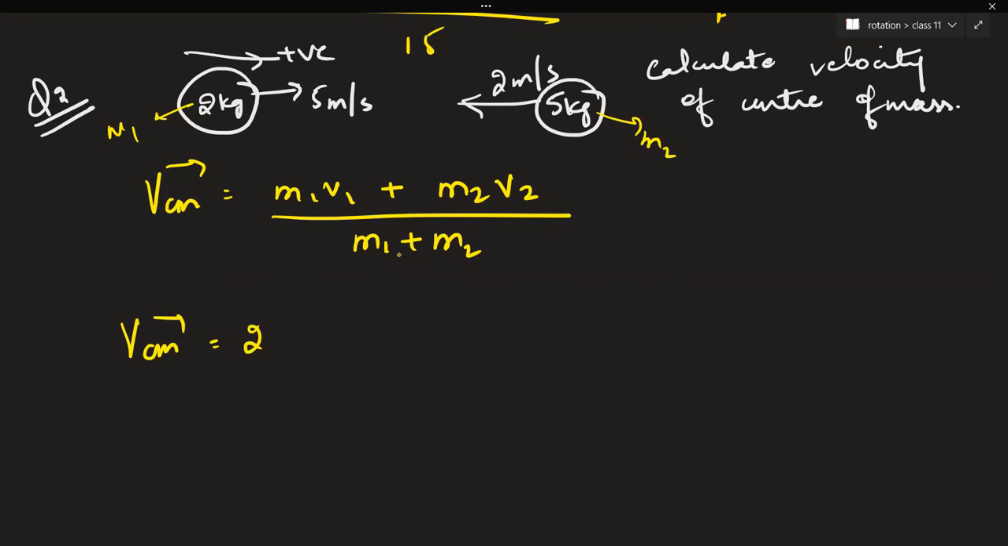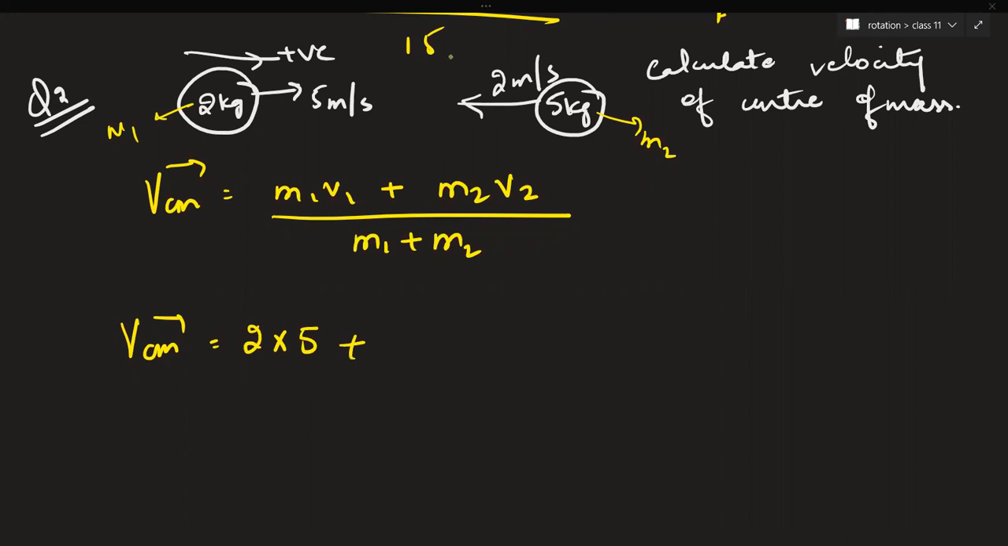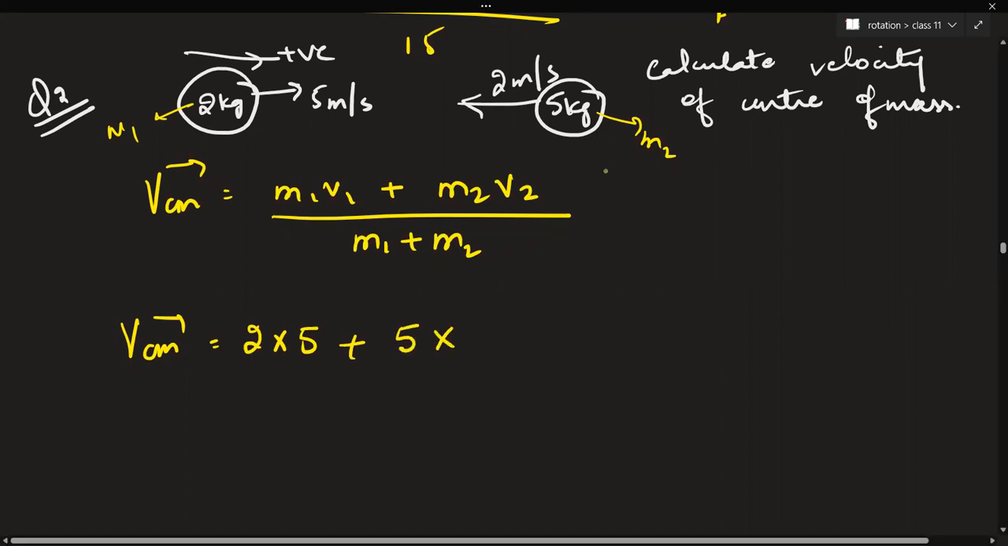So if this is 2 kg, what will be the velocity? What will be V1 that I should write over here? 5. Exactly. Good. This is 5 meter per second. Plus M2. What should we write? First mass was 2 kg. Second mass is 5 kg. Good.